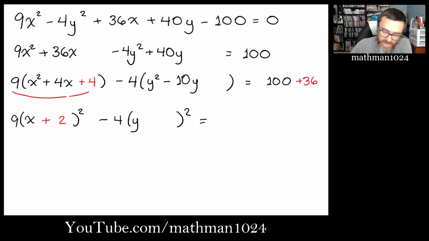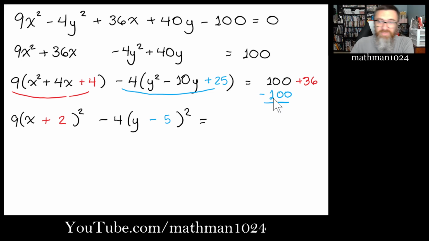Then we look at the y's. Half of negative 10 is negative 5. Negative 5 squared is plus 25. But again, we didn't just add 25, we added 25 times that negative 4. And yes, you have to include the negative there. So negative 4 and 25 multiply to give me negative 100. So when we combine everything on the right side, oh, that's kind of nice. 100 minus 100 is 0, so we just have 36.